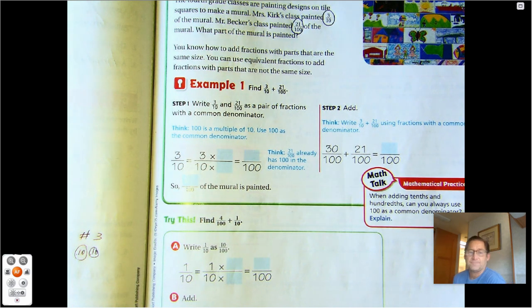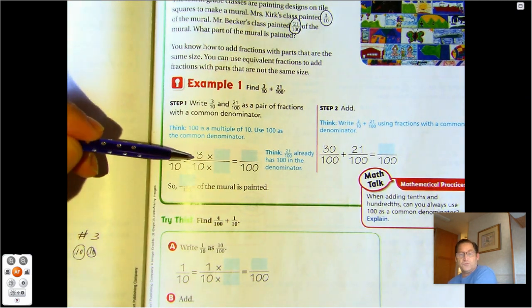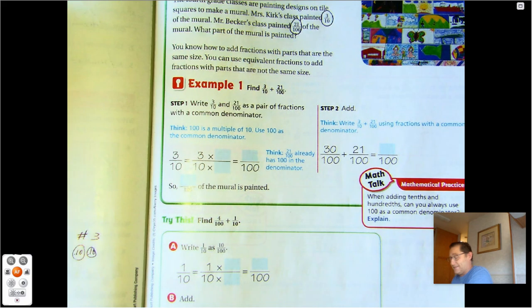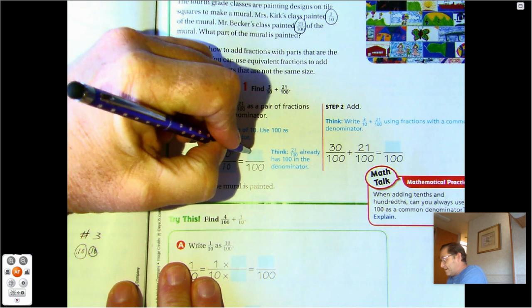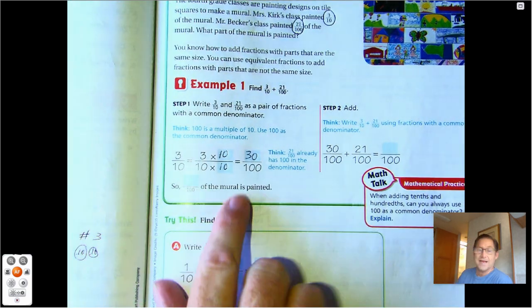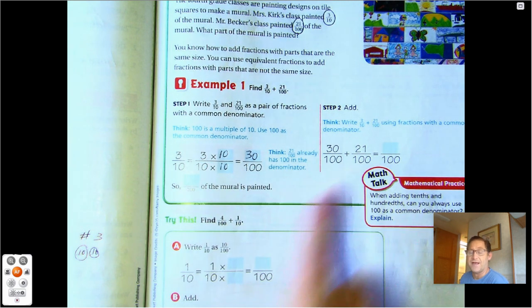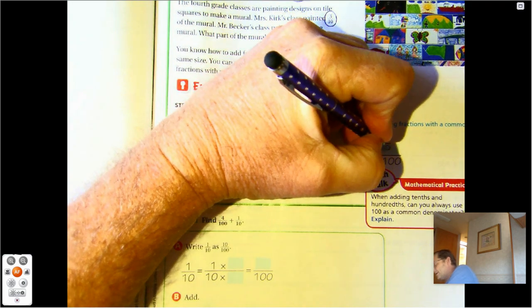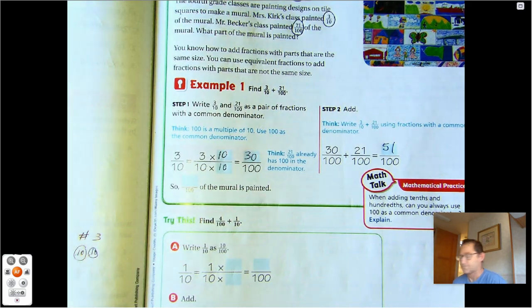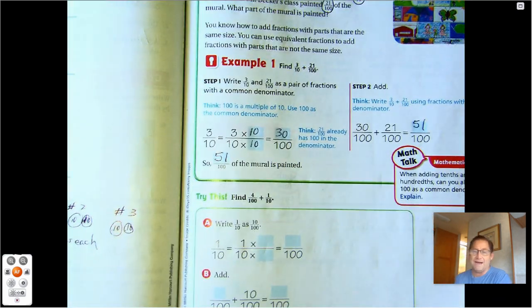So think of 100 as a multiple of 10. Use 100 as the common denominator. So how can we turn 3/10ths into a denominator with 100? By multiplying by 10. So 10 times 10 is 100. 3 times 10 is 30. Okay, so now 30/100ths plus 21/100ths, we can do that, right? Now we have the same size parts. And now how many do we have? We have 51/100ths. So that's how much of the mural has been painted. A little more than half.